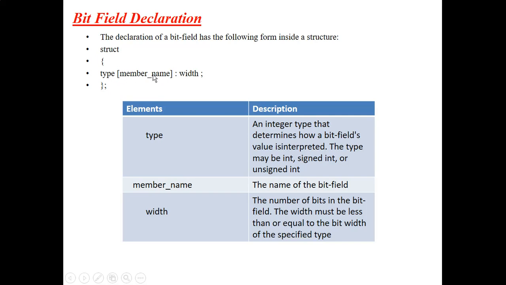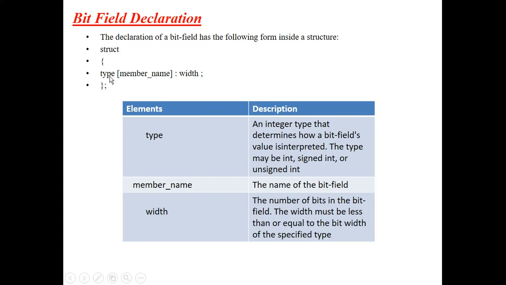Next, by member name, I have written the member name as some_data. Int data colon, and the width value I have taken here is 4. Let's read the point again: the width must be less than or equal to the bit width of the specified type. Here, what is the value of the width I have taken? 4 bytes of data.